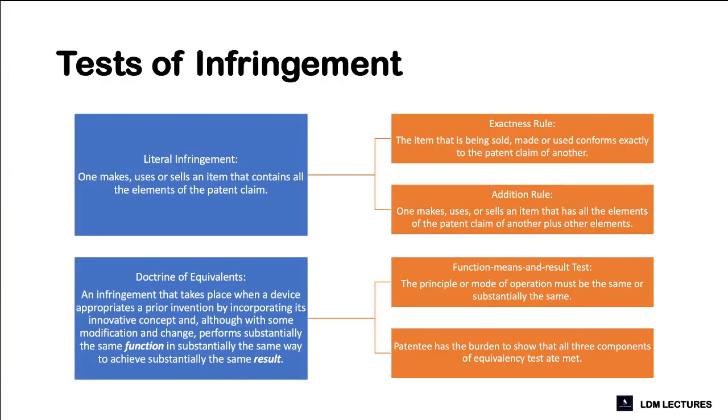Okay? So, how do you determine if there is an infringement? So meron tayong tinatawag na tests of infringement. So, meron tayong tinatawag na literal infringement. Yung first test natin is the literal infringement. So, pag sinabing literal infringement, you made, you used, you sold a product or process protected by a patent literally. So one makes, uses, or sells an item that contains all the elements of a patent claim.